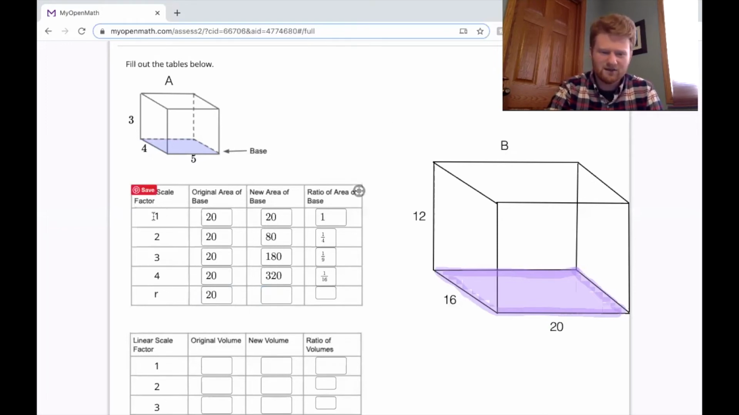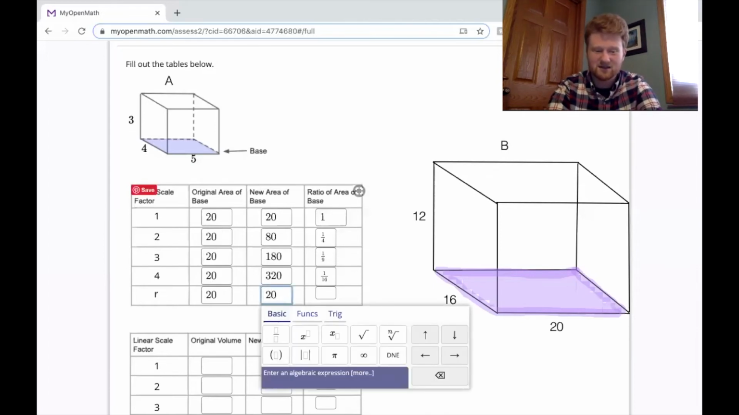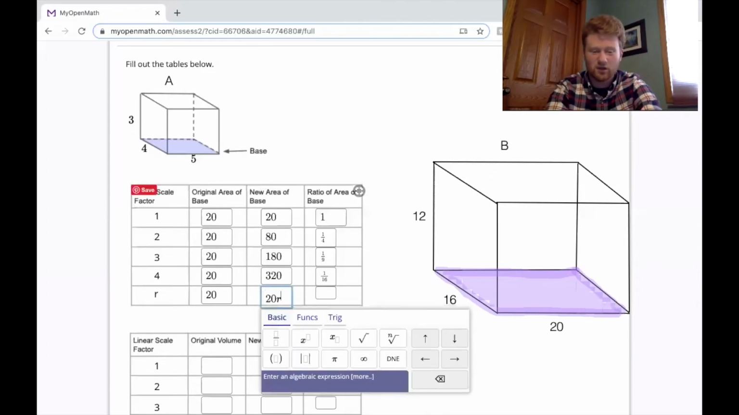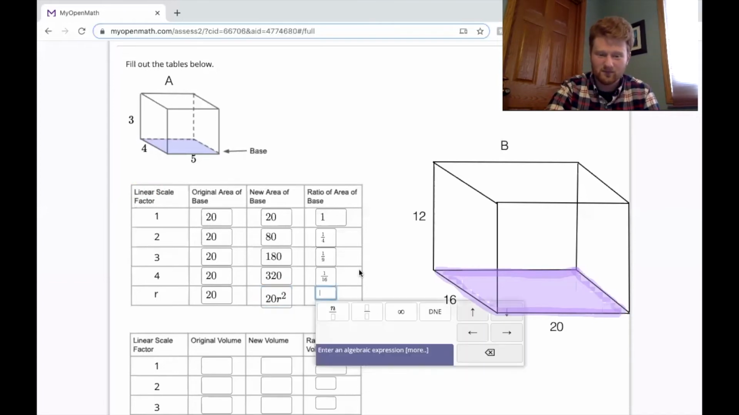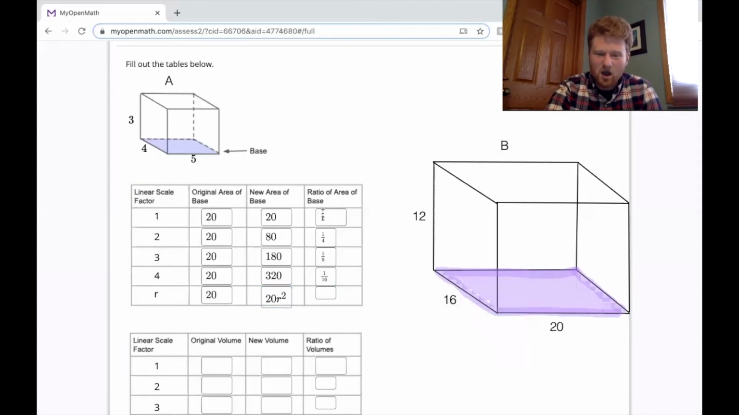Well, let's look here. For a scale factor of 1, it was 20 times 1 is 20. For a scale factor of 2, it was 20 times 4 is 80. For a scale factor of 3, 20 times 9 is 180. And for a scale factor of 4, 20 times 16 is 320. And so you'll notice each time in this column, we're actually taking 20 times our scale factor squared. And it's going to be the same idea for the general case. We'll get 20r squared.